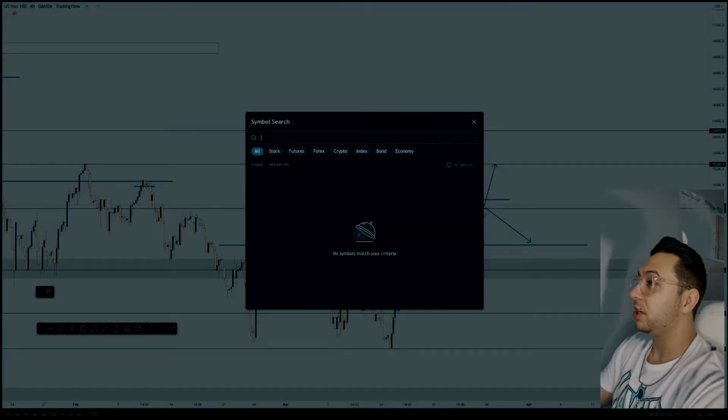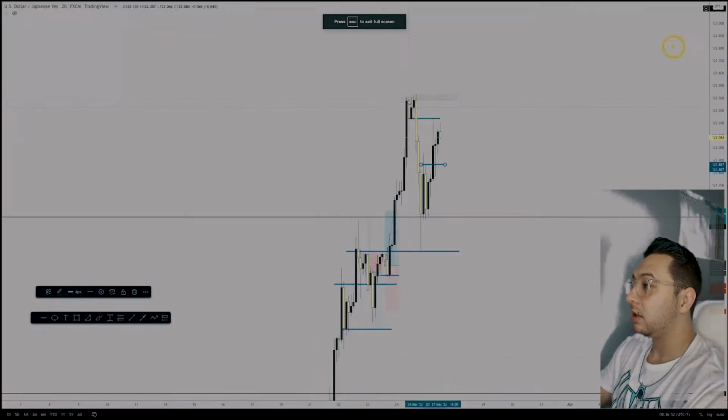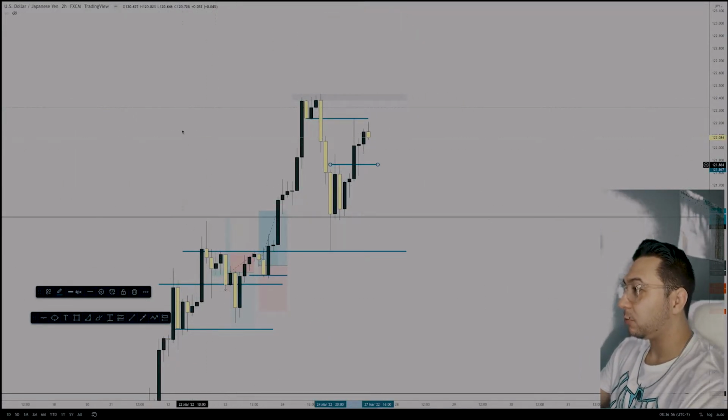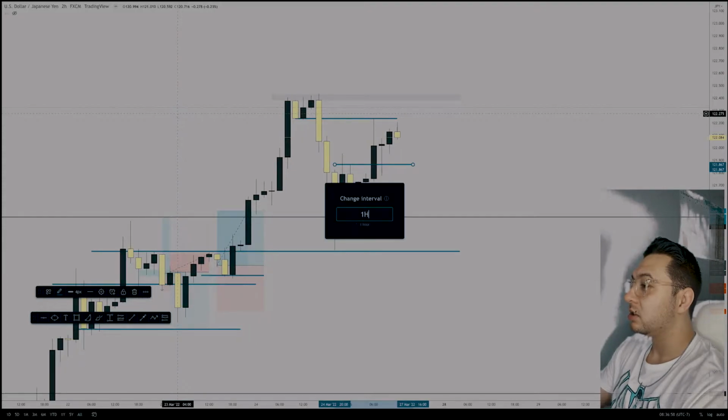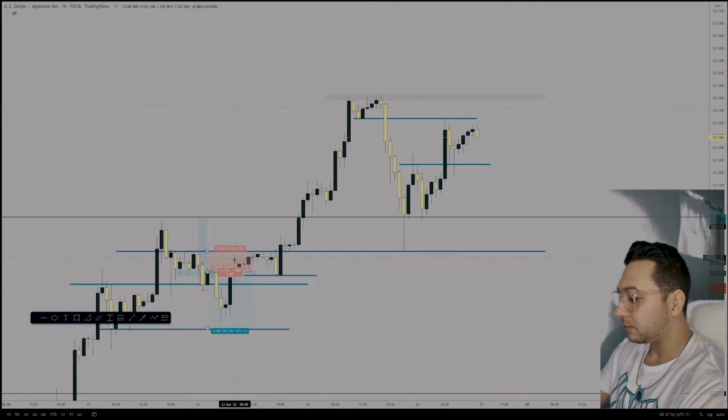Next pair, USD JPY. So last week I actually cut a few moves on this, 2 and 1, something like that, but we were profitable last week. It was a good week. So I'm going to delete these risk reward tools and let's dive right in.